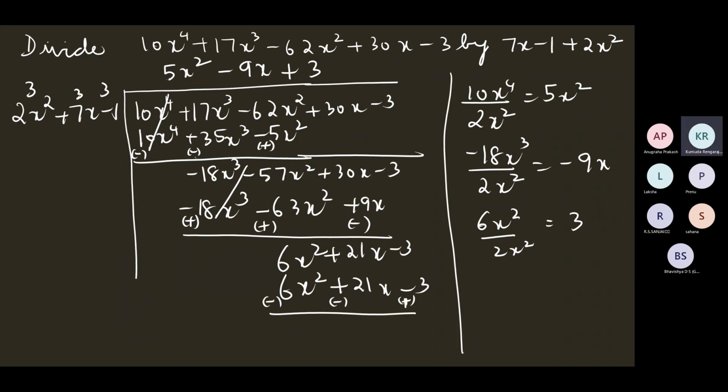So you see that the terms are the same but with opposite sign. 6x squared minus 6x squared. 21x minus 21x. Minus 3 plus 3. So all of them get cancelled and the result is 0.